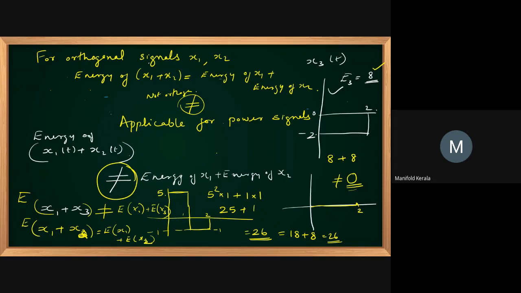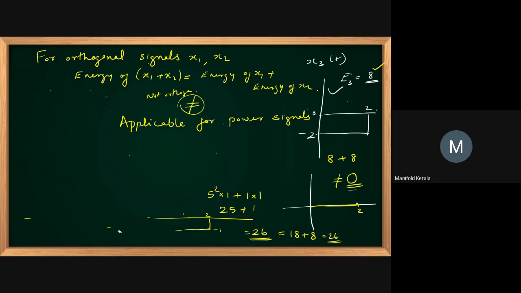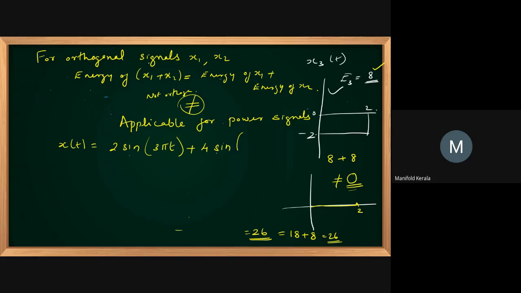Now, another important property you should learn along with this is that all sinusoids of different frequencies are orthogonal. That is my next point. That is, if you have h of t given by h of t equal to 2 sine 3 pi t plus 4 sine 5 pi t, they are different frequency signals, right? But this signal and this signal are orthogonal.